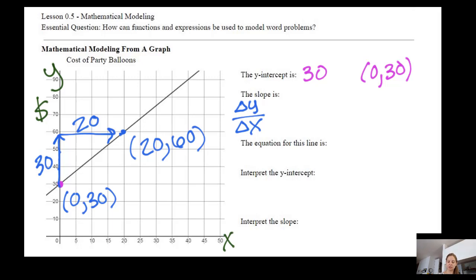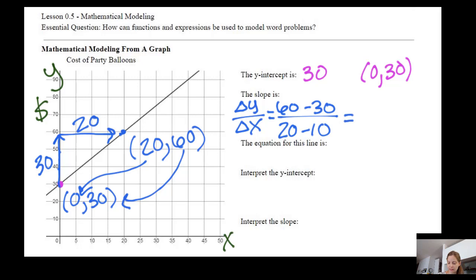I'm going to do the change in y. I'm going to subtract the y values. I'm going to go this way. So I'm going to do 60 minus 30 over 20 minus 0, and this is 30 over 20, which is 3 over 2, or 1.5. Since I'm talking about money, I'm going to make it $1.50. I'm going to round it to the nearest hundredth.